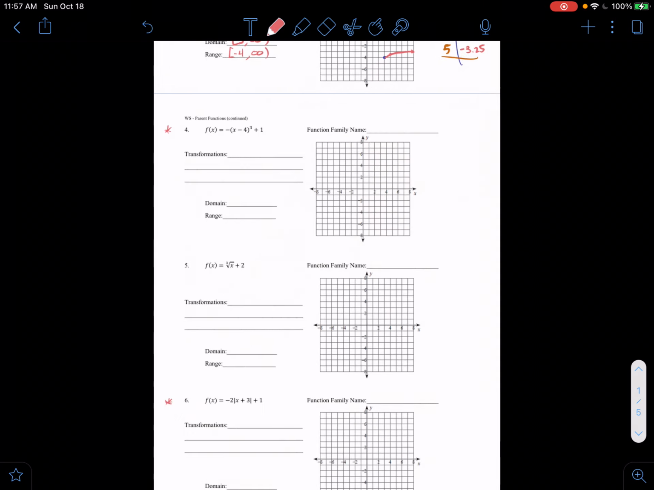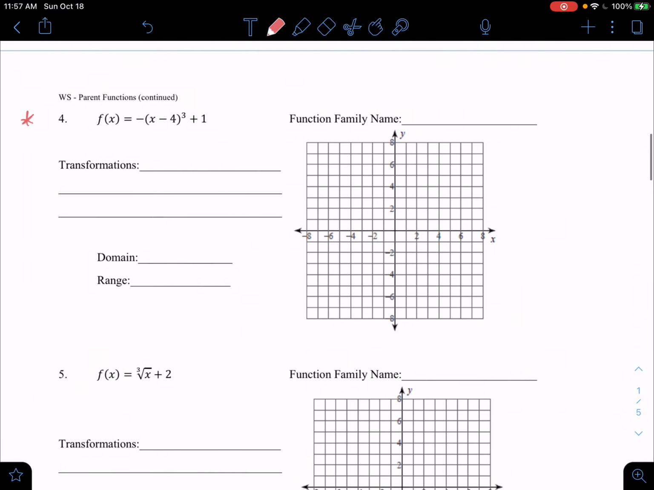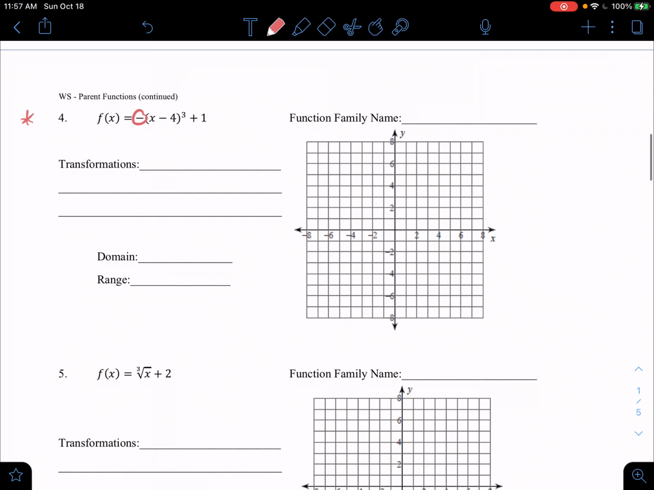For problem number 4, so here is problem number 4. This one I thought was kind of unique because of this negative in front. We haven't seen one like that yet, so I wanted to remind you as to what happens. Before we do that, let's first figure out what kind of function this is or what family it's from. Since I see that this is cubed, I know this is a cubic function. So it's a good place to start right there.